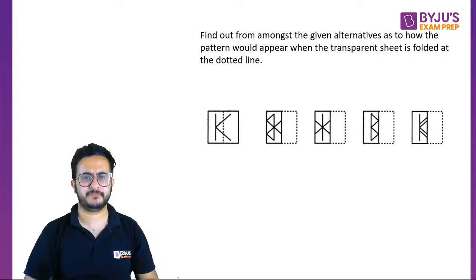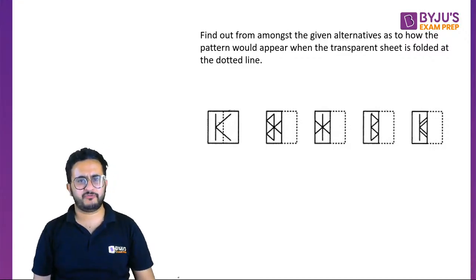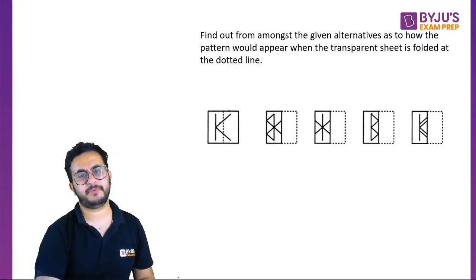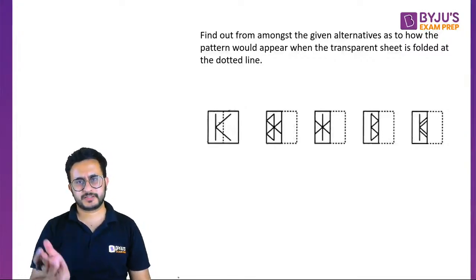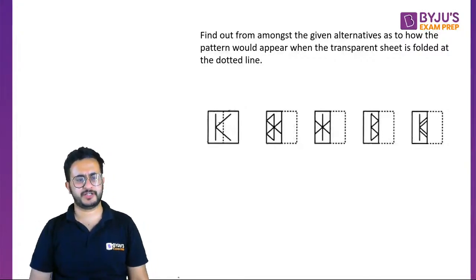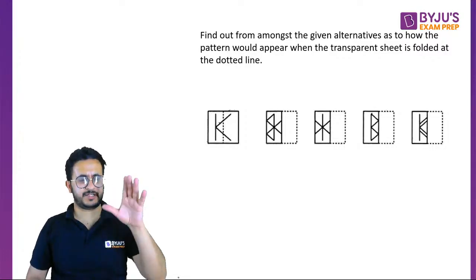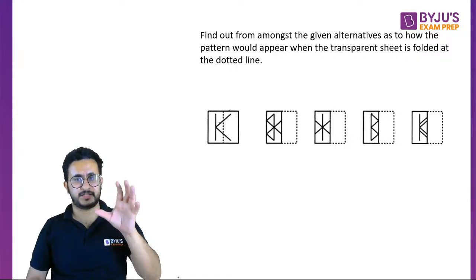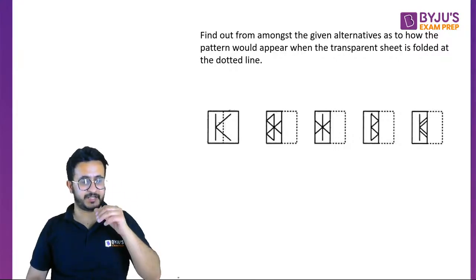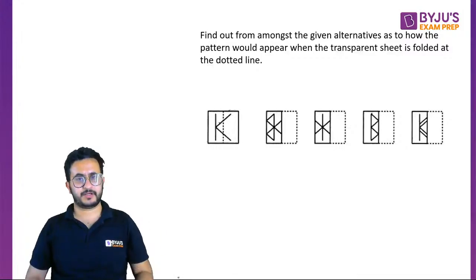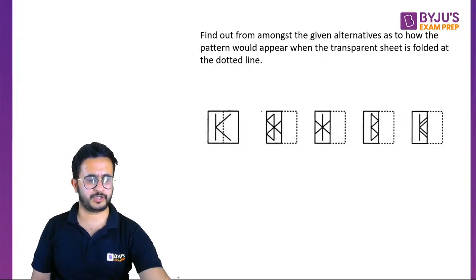Basically, we did mirror and water images, and this is again an application of that. Since we are folding it on a vertical line, it will be a mirror image. How will it look when you fold it? Let us say it's a transparent sheet, and whatever marks you make, the reflections will be on the sheet. So how will the sheet look when you fold along the dotted line?